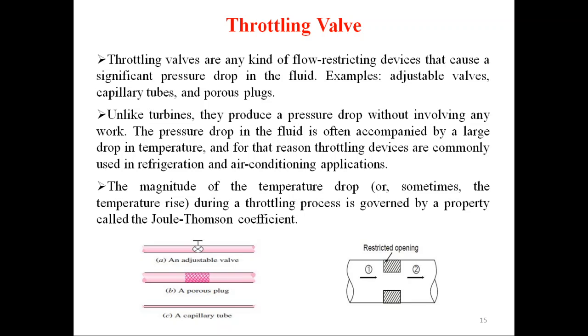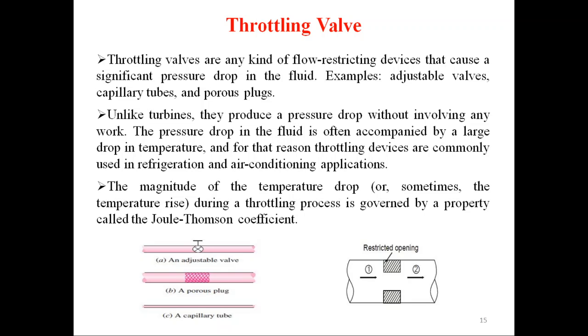Next is the throttling valve. Throttling valves are any kind of flow restricting devices that cause a significant pressure drop in the fluid. Examples are adjustable valves, capillary tubes, and porous plug. Capillary tubes you must have heard of in the case of domestic refrigerators and air conditioners. Unlike turbines, they produce a pressure drop without involving any work. The pressure drop in the fluid is often accompanied by a large drop in temperature, and for that reason throttling devices are commonly used in refrigeration and air conditioning applications.